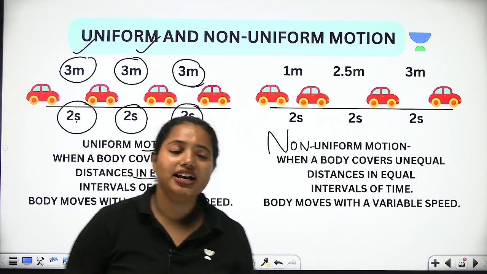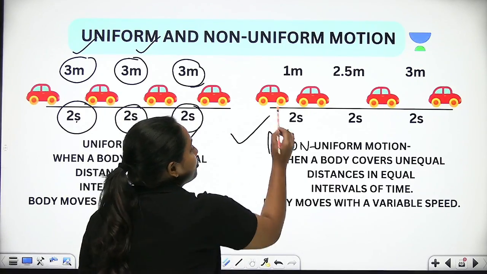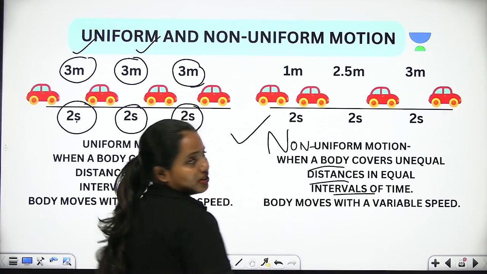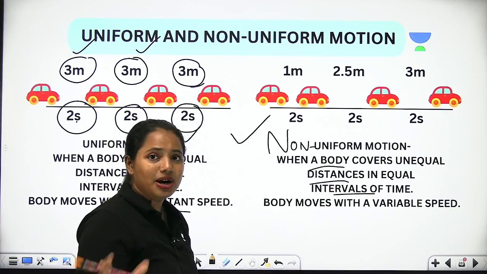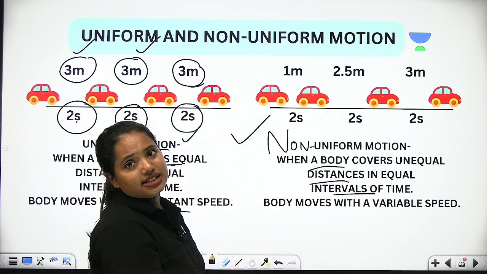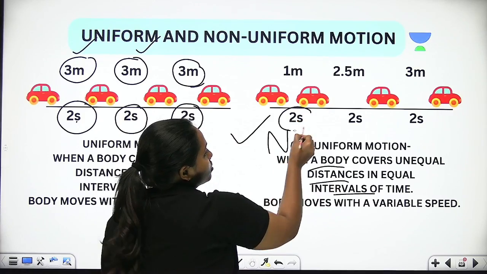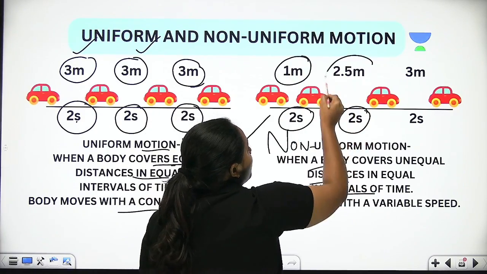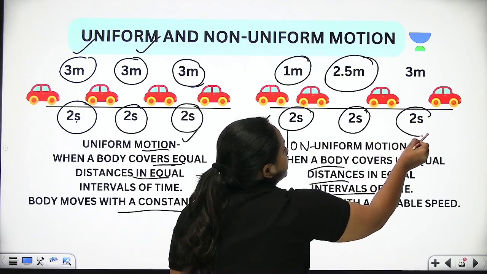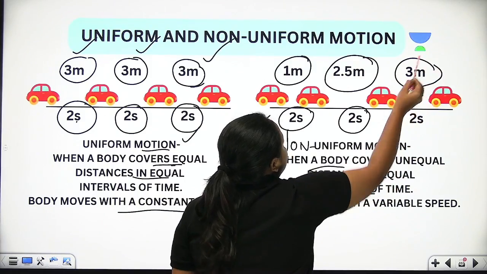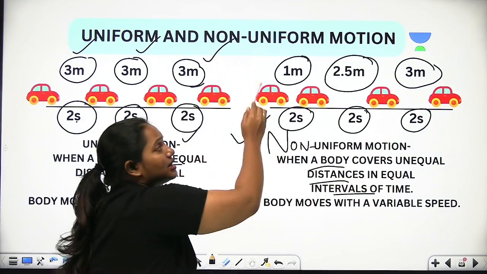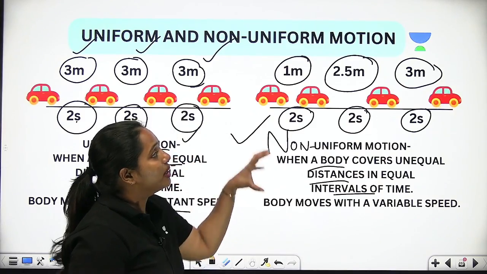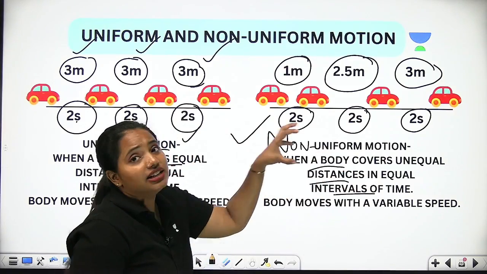Clear? Similarly, when it comes to non-uniform motion, the body covers unequal distances in equal intervals of time. The time intervals are the same, but it covers unequal distances here. So look at it. In the first 2 seconds, it covered 1 meter. In the second 2 seconds, it covered 2.5 meters. In the third 2 seconds, it covered 3 meters. So that means the distances are differing here. Correct? So the distance covered by the body is getting different here.